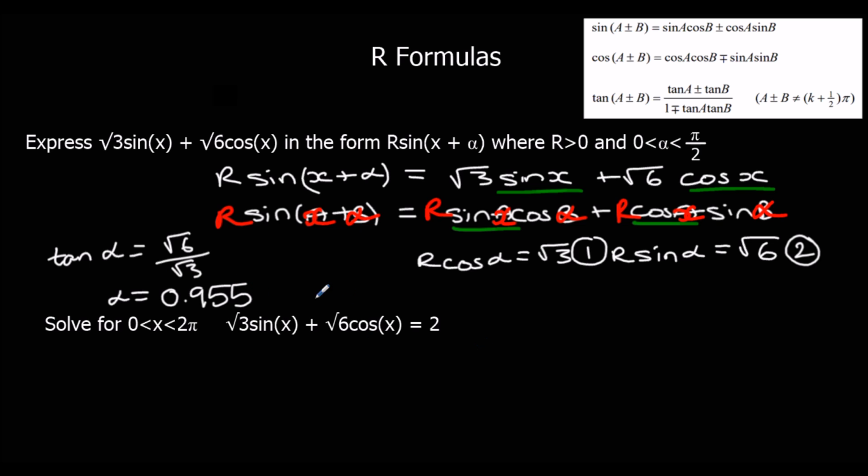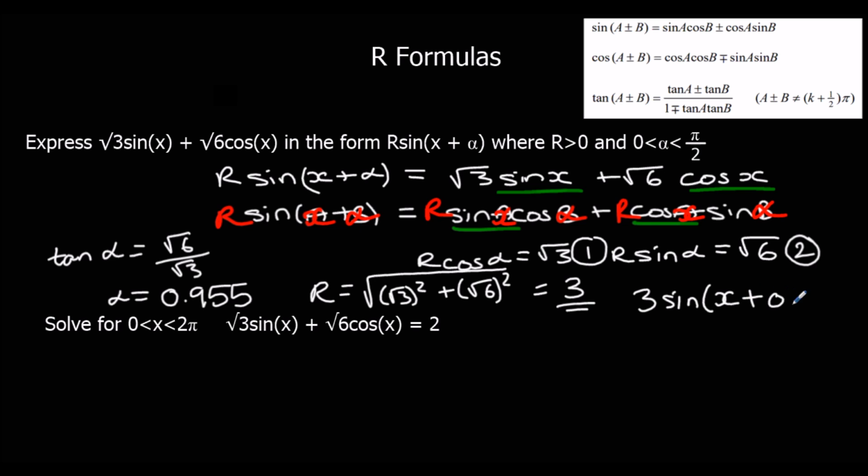To find r, we're going to use Pythagoras. So the square root of root 3 squared plus root 6 squared. So the square root of 3 plus 6, root 9 is 3. So we have r 3 sine x plus 0.955. So we can express root 3 sine x plus root 6 cos x as 3 sine x plus 0.955.